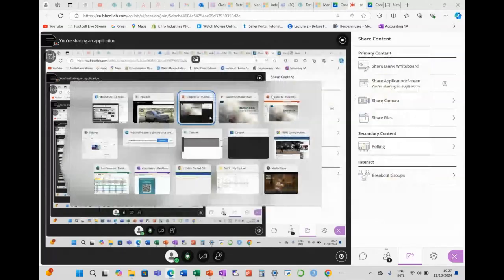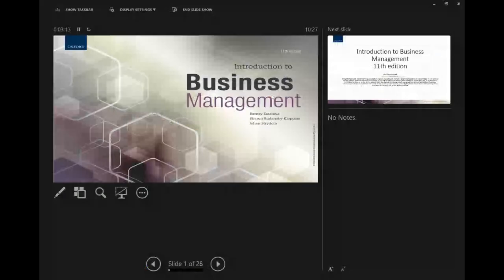Okay, so today this learning unit is a very small one. We're discussing purchasing and supply management. Purchasing and supply management.